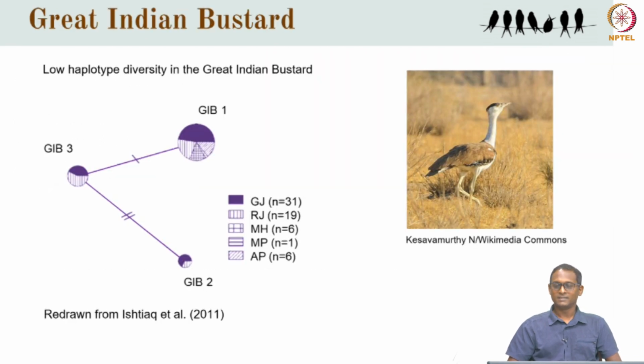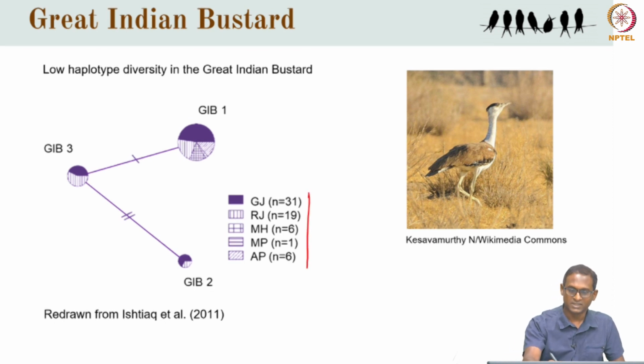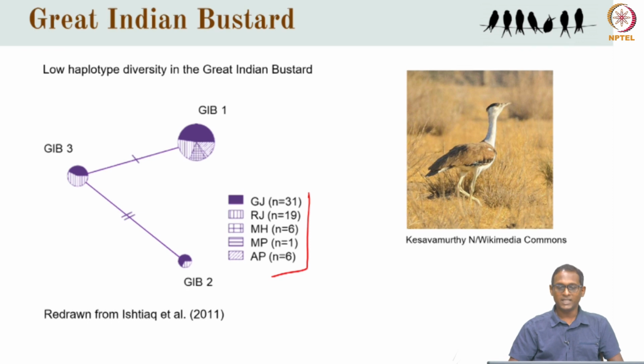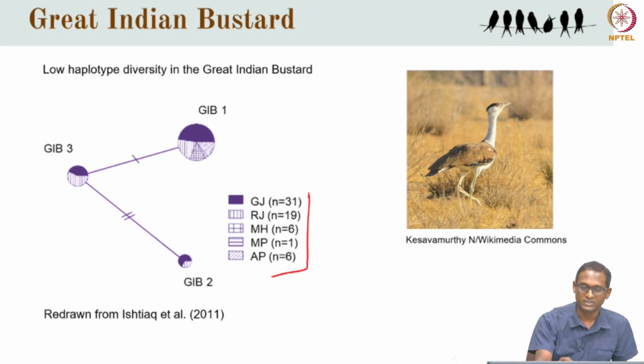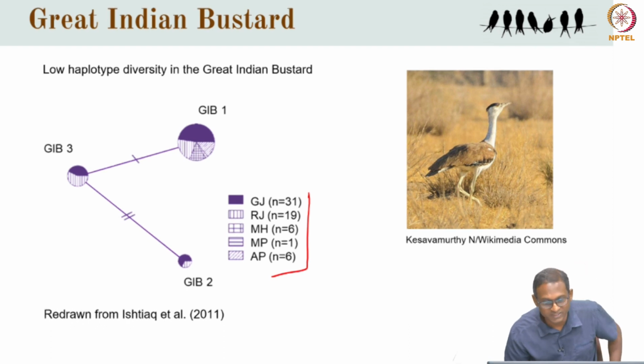Great Indian Bustard, this is another species that we know is an important conservation species, and in 2011 there was some genetic data from a lot of samples. They had a lot of samples from all across its distribution, and they found very few haplotypes. So if you say that Gujarat has a certain kind of haplotype, and then you have Rajasthan, which is this, this shows a network of these haplotypes.